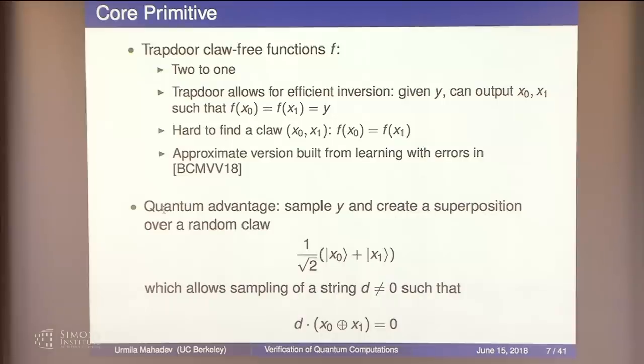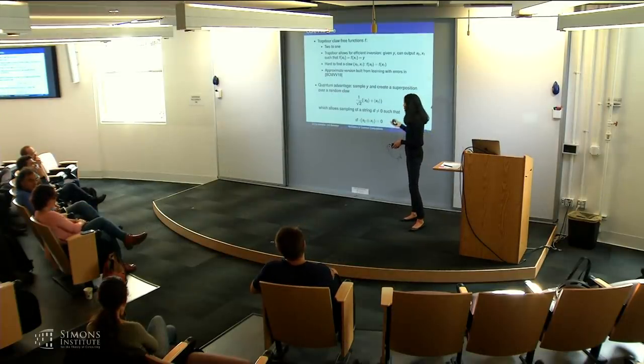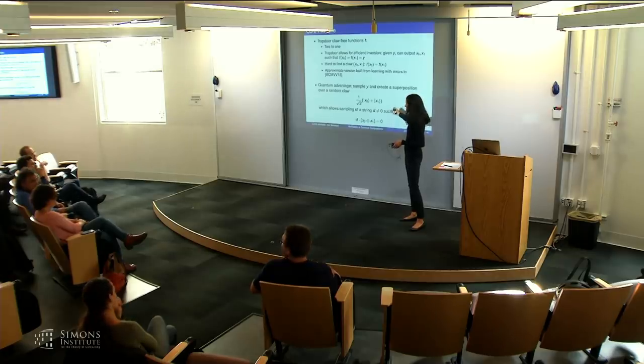Okay. Given this setup, the verifier can test the quantum prover. Once you sample this d, do you have access again to the same claw? No, because it ruins the superposition. So I'll show you in a second how you actually do this, how you create the superposition and sample d, but you can only do one. You can only hold one or the other.